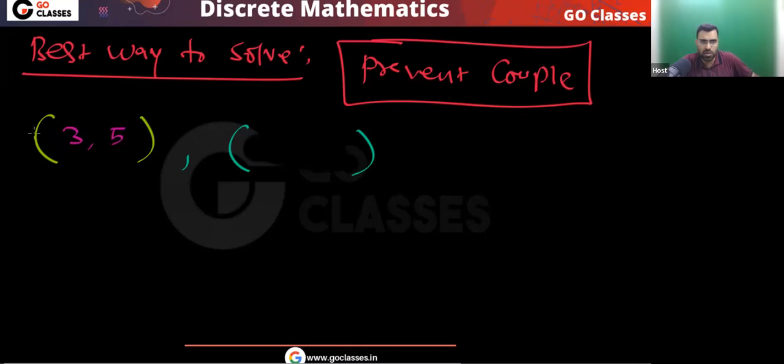Because if you notice, this is nothing but remainder 0. This is nothing but remainder 0. And this is nothing but remainder 0. When you divide by 3, remainder 0. When you divide by 5, remainder 0.